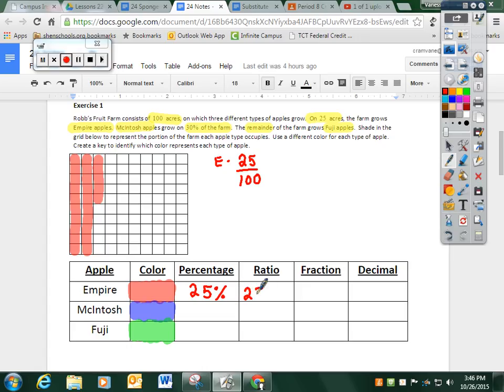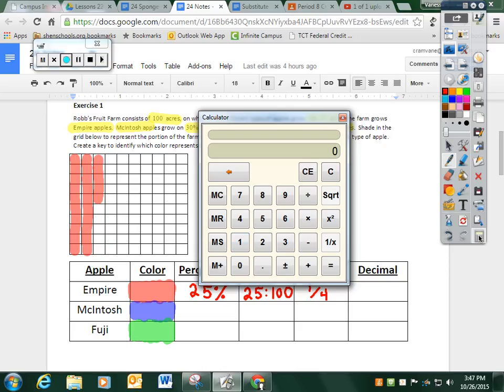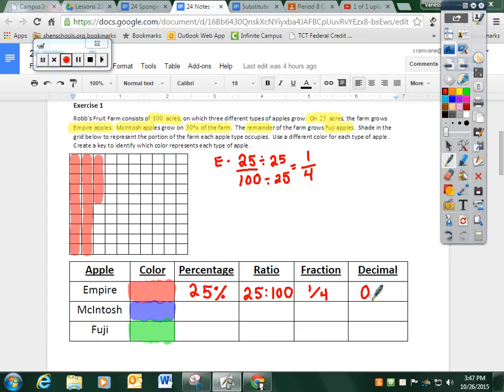As a ratio, that looks like 25 to 100. And as a fraction, I'm going to simplify it by dividing the numerator and denominator by 25. That's going to scale my fraction down to 1/4. And if I'm practicing converting a fraction to a decimal on my calculator, I'm going to punch in 1 divided by 4. And that's going to be 0.25 as a decimal, which can be read as 0 and 25/100, which is exactly what we started with right here.